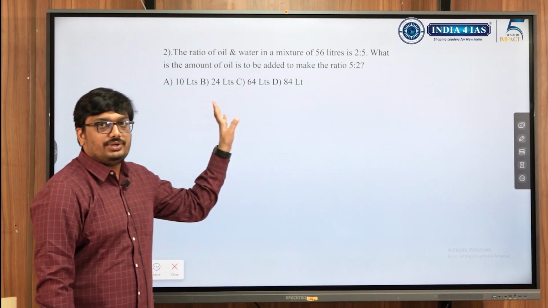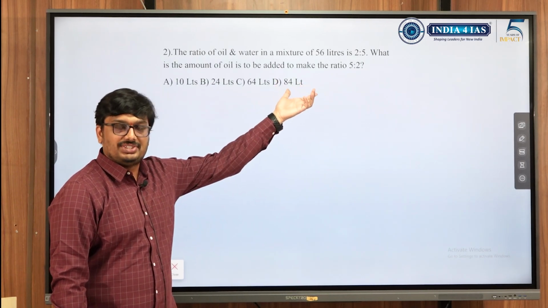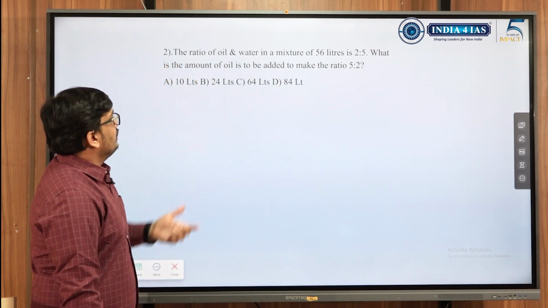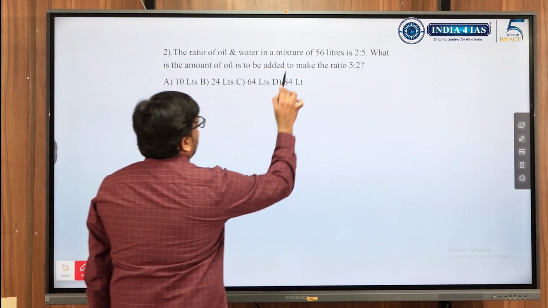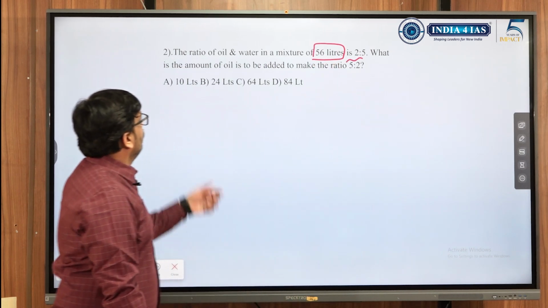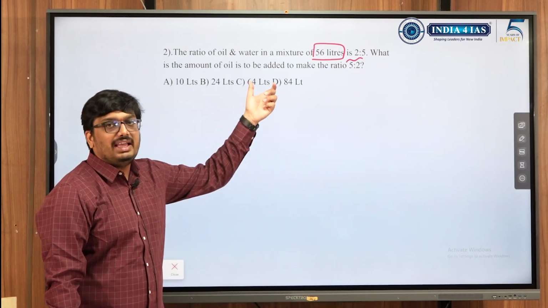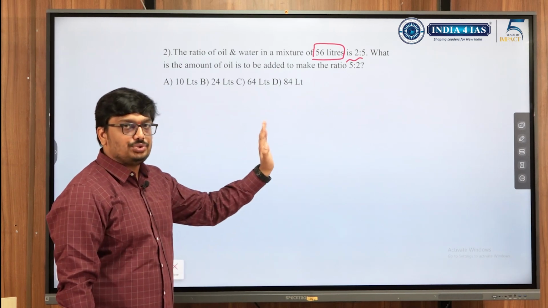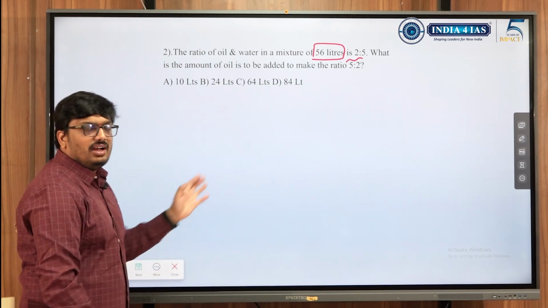This is also related to ratio and proportion and mixture or alligation. The ratio of oil and water in a mixture of 56 liters is 2:5. What is the amount of oil to be added to make this ratio 5:2? We can solve in X method or in ratio method.